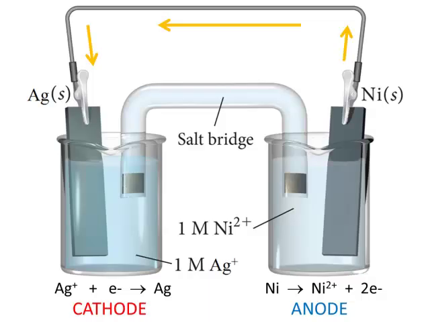What happens to the mass of the silver electrode as the cell runs? In that half cell, silver ions from the solution are becoming silver atoms on the electrode. So the mass of the silver electrode increases during the reaction. In the other half cell, nickel atoms that are part of the solid metal electrode are oxidizing, coming off the solid electrode and becoming ions in solution. So the mass of the nickel electrode decreases as the cell runs.